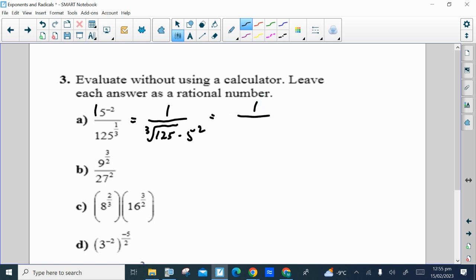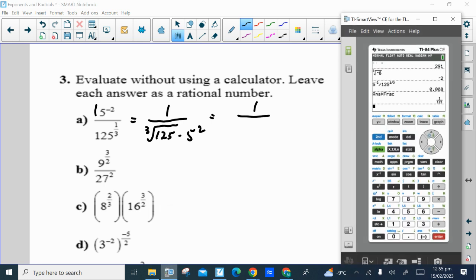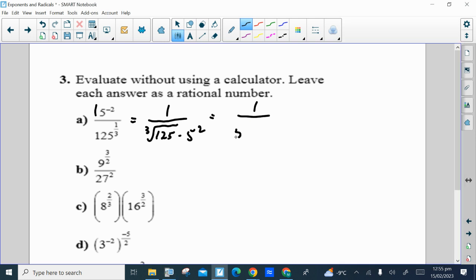The cube root of 125 is actually 5. And you can do that on your calculator as well. Right? So you're going to get 5 times 5 squared, which is 25. And on the bottom, 5 times 25 is 125. That's the answer that the calculator gave us. So you can use the calculator to check your answers. That is the answer we got when we put the original expression in there.